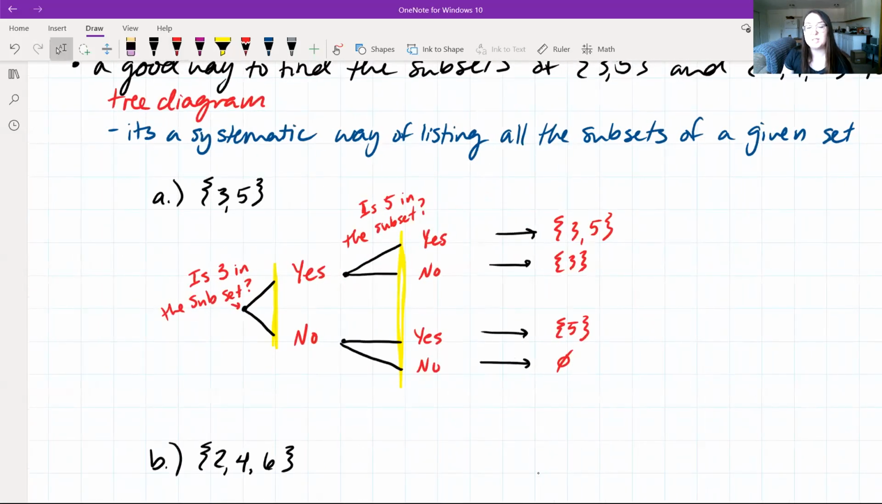So we see we can use these tree diagrams to kind of separate out thinking about, is this element in the subset, is it not in the subset, and this way we found each one of our subsets.